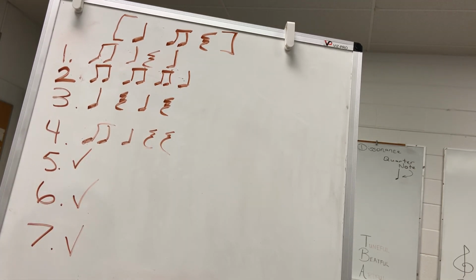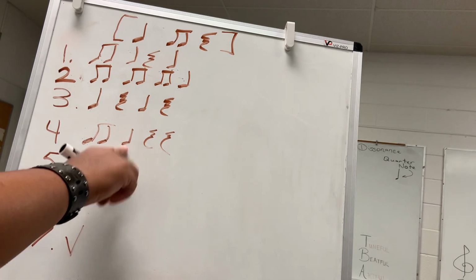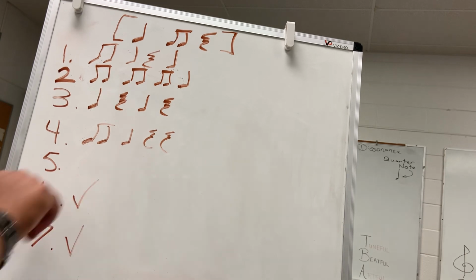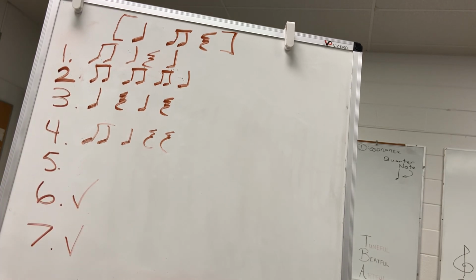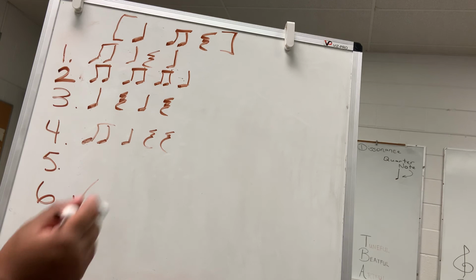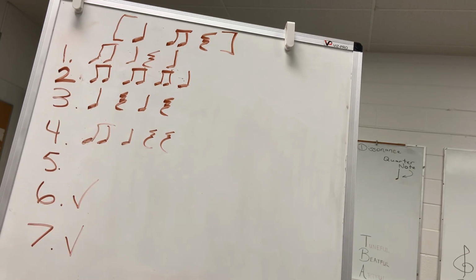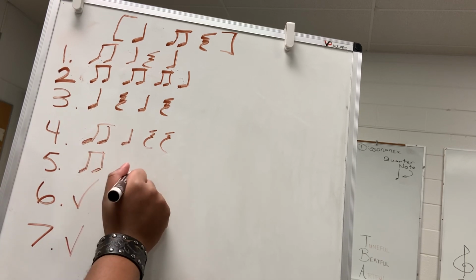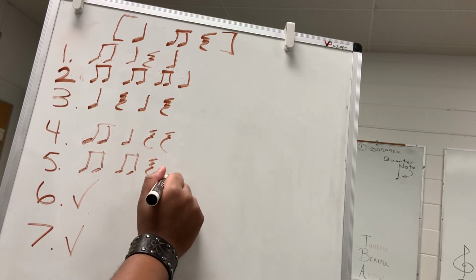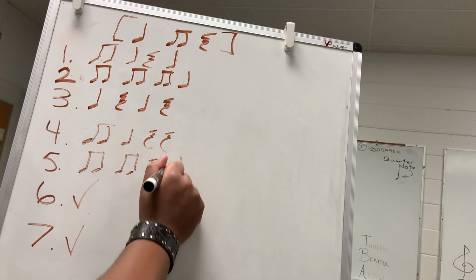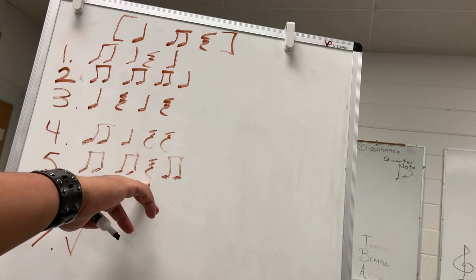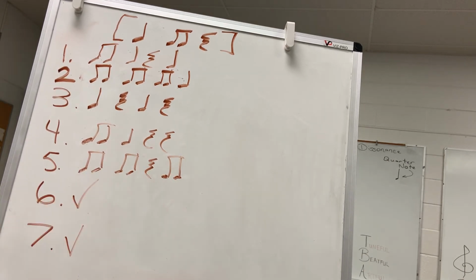Okay. Beat one is a pair of eighths. Beat two is a quarter note. Beat three is a quarter rest. Beat four is a quarter rest. Now, number five. I said do, day, do, day, do, day. You should have gotten this one. Beat one is a pair of eighths. Beat two is a pair of eighths. Quarter rest for beat three. Another pair of eighths for beat four.